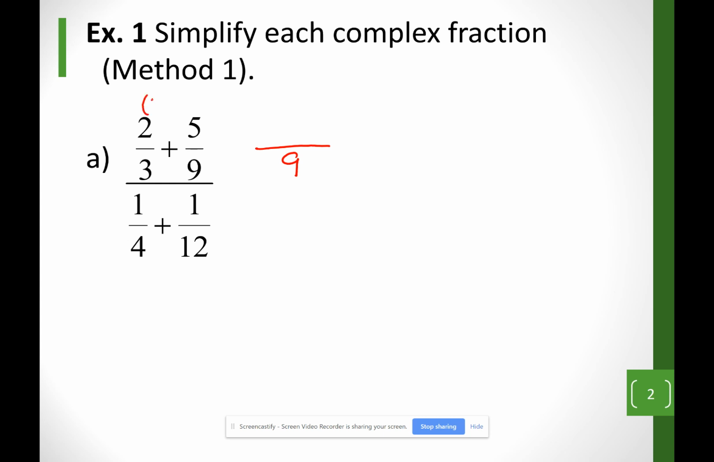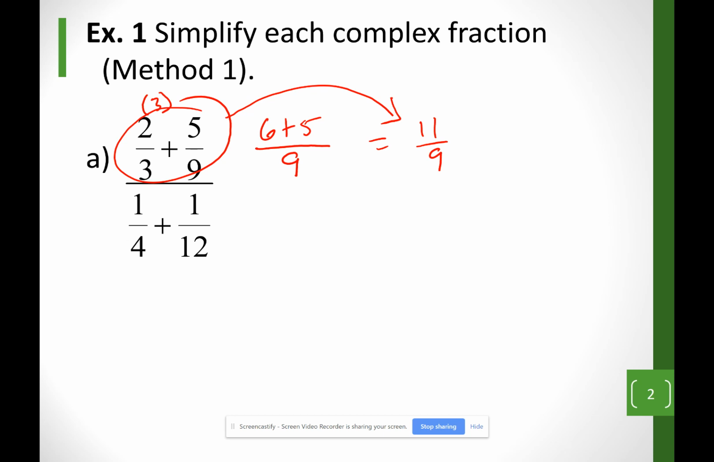But for the first fraction, I'm going to multiply the top by 3. So I'm going to have 6 plus 5 over 9. Once again, I'm just looking at the two fractions on the top. And that is 11 over 9. Right? I simplify my fractions into just one.